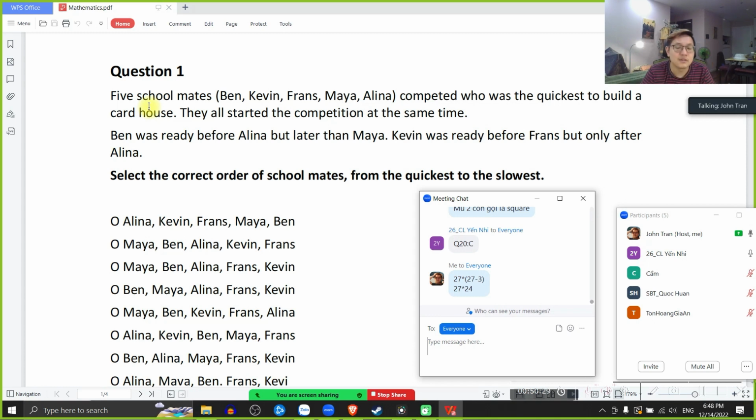Five schoolmates, Ben, Kevin, Frank, Maya, Alina, competed to see who was the quickest to build a card house. They all started the competition at the same time. Ben was ready before Alina, but later than Maya. Kevin was ready before Frank, but only after Alina. Select the correct order of schoolmates from the quickest to the slowest.